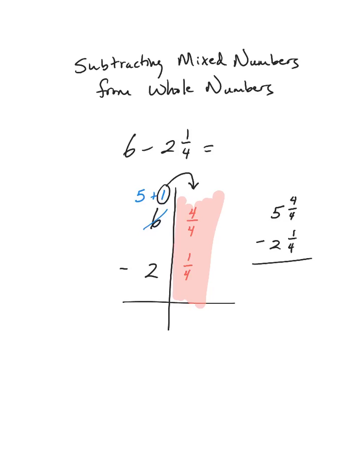So I can take 4/4 minus 1/4 is 3/4. And 5 wholes minus 2 wholes is 3 wholes. So I have an answer of 3 wholes and 3/4.